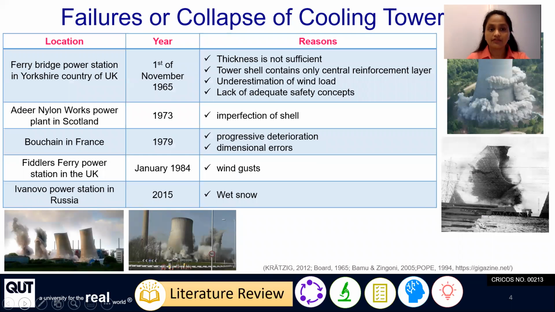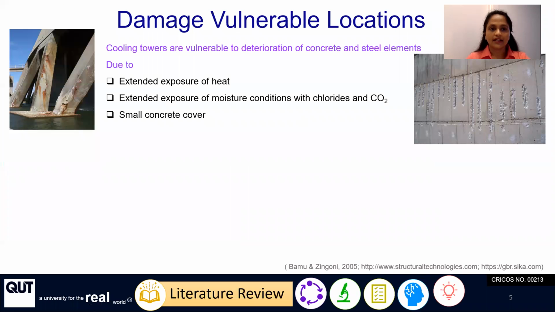This slide captures some of the past failures or collapses of cooling towers. As you can see, these are a few locations and there are several reasons for those incidents. Cooling towers are vulnerable to deterioration of concrete and steel elements, as shown in these two figures, due to the extended exposure to heat, moisture conditions with chlorides and carbon dioxide, and also due to the small concrete cover.